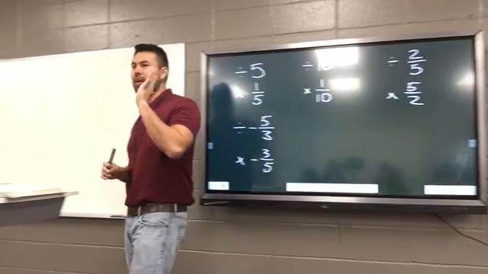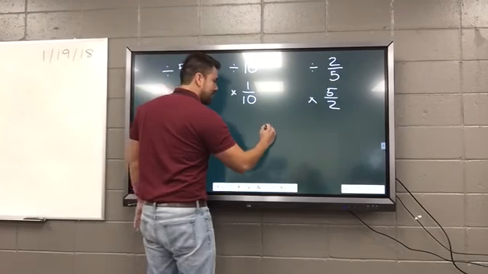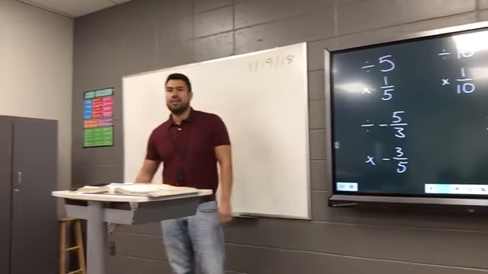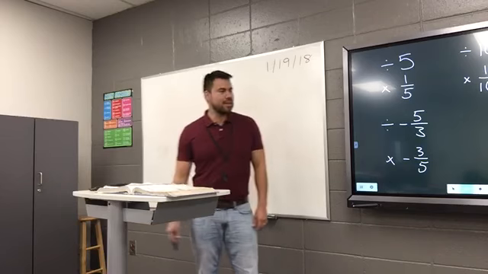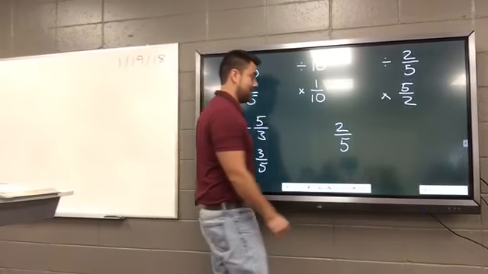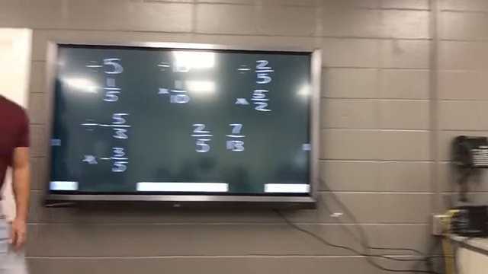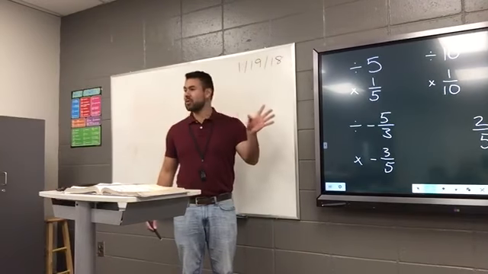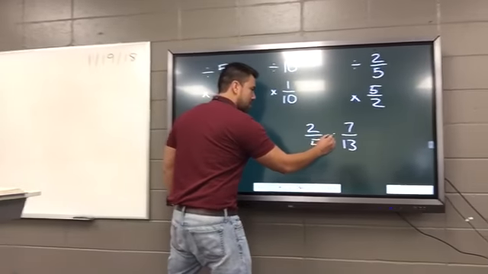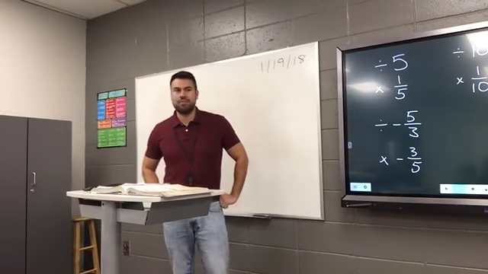I want you to give me a fraction, Josie. Fraction. 2/5. All right. I want Elizabeth to give me a second fraction, not with a 2 or a 5. How about that? 7/13. Thank you. All right. I don't want you to work this out. I just want you to rewrite it as the inverse operation. Can you do this? Rewrite as a division problem. Yes. Rewrite as a division problem.